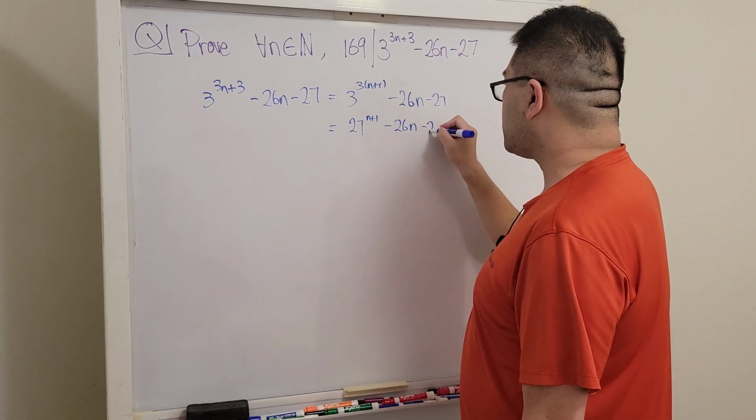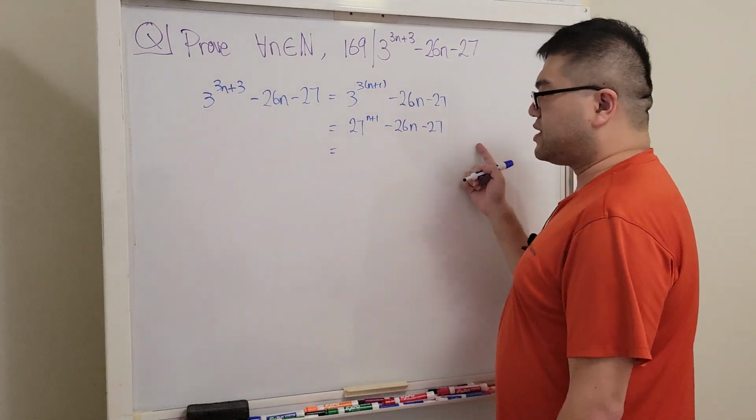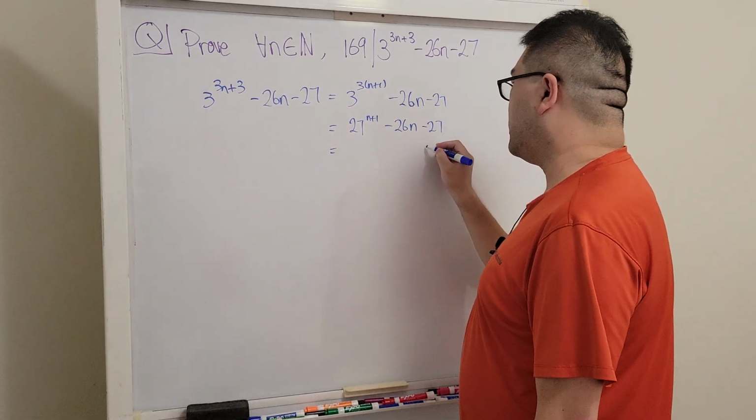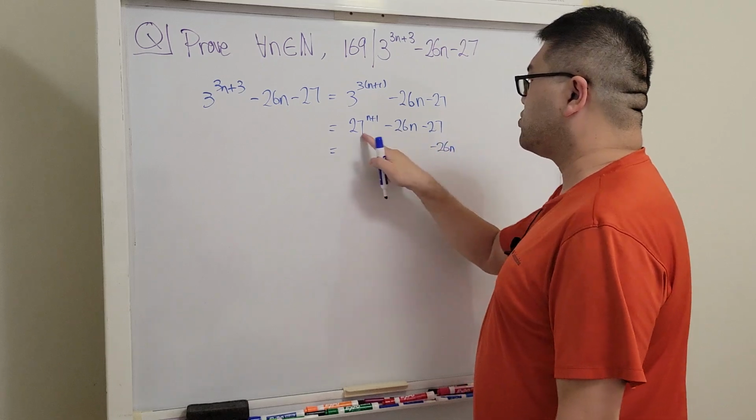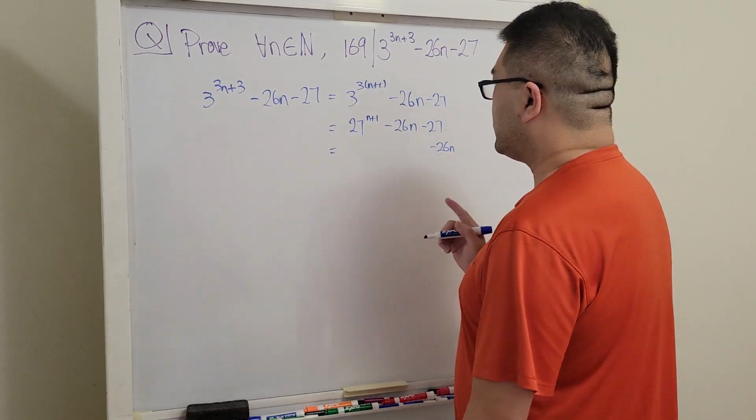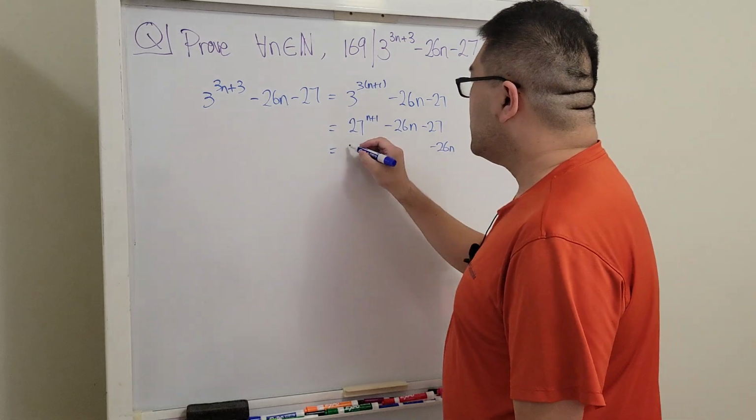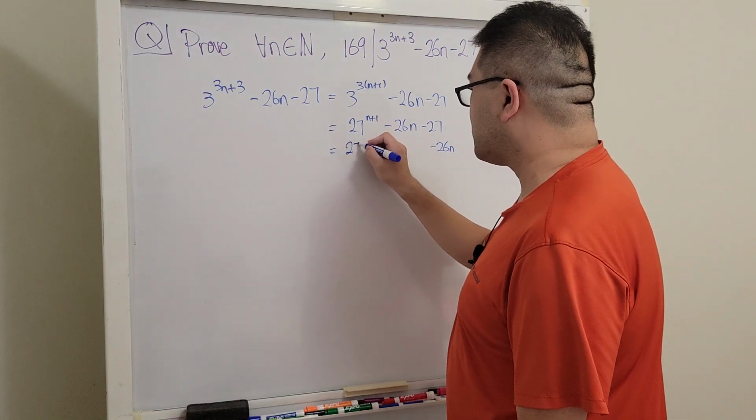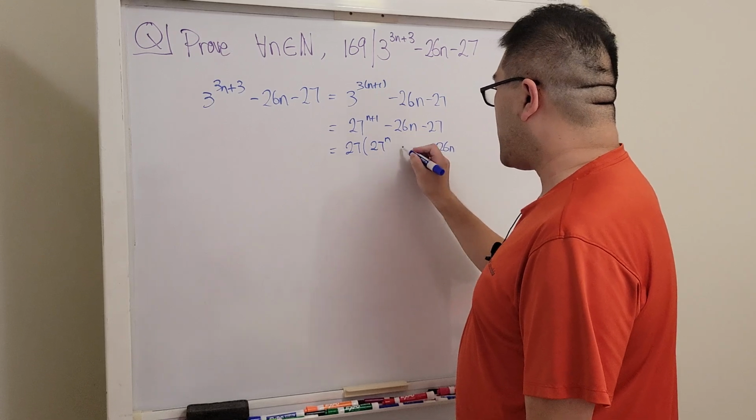Next, we're going to put the 26n to the right, and then we're going to consider the two terms outside: 27 to the n plus first power minus 27. In this case, we can factor out the 27 such that we have 27 to the nth power minus 1.